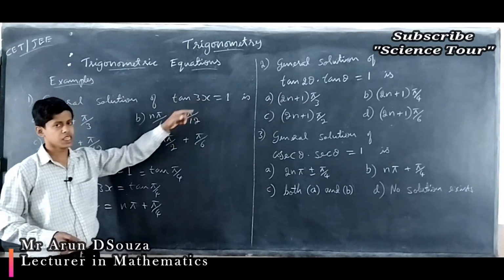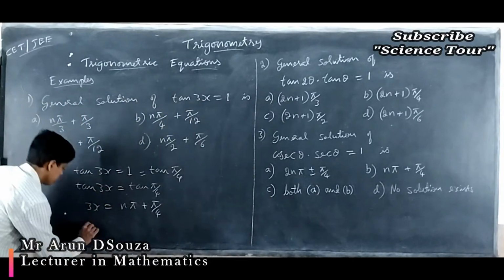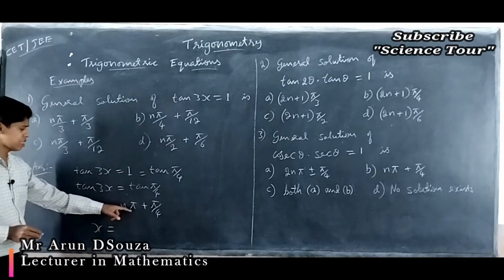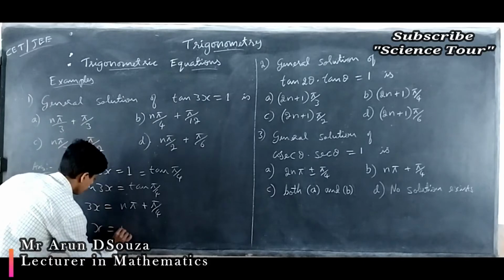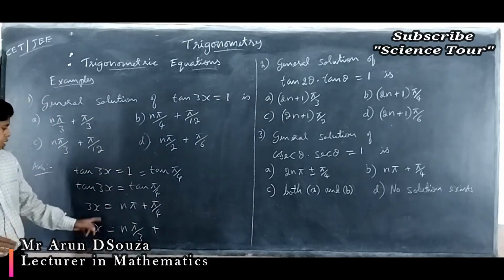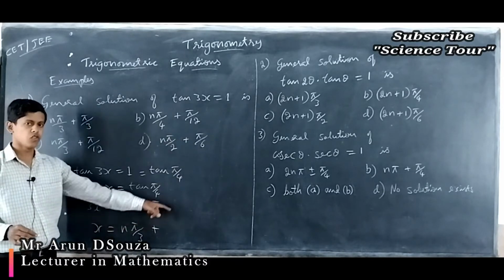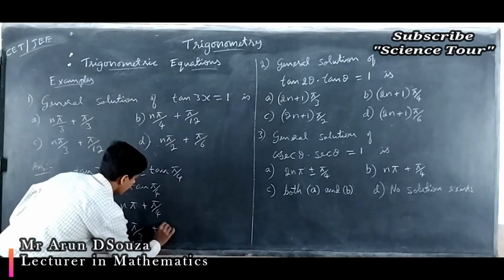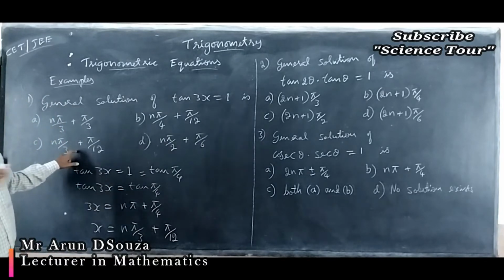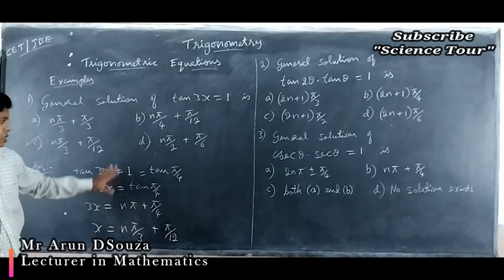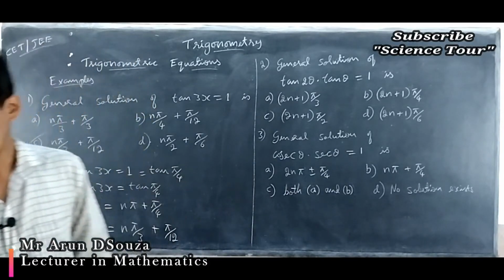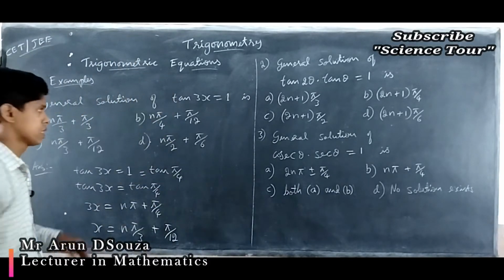The value of x. So the solution is, you just have to divide by 3 here. That means this will be n pi by 3 plus, divide by 3, that means 4 into 3 here, pi by 12. So n pi by 3 plus pi by 12, option C is the answer. So this is the simplest example just to begin with. Now let us go to the next question.